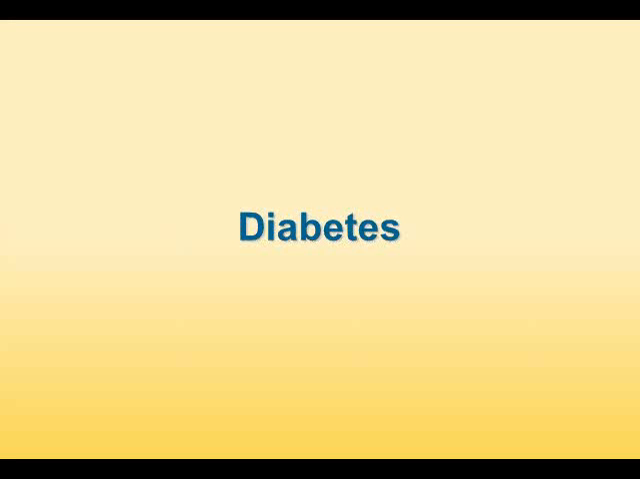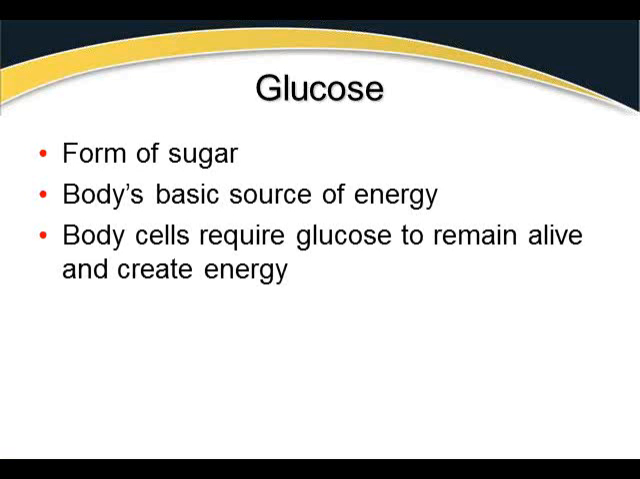So we'll talk diabetes. Glucose. Glucose is a form of sugar. It's the body's basic source of energy, and the body cells require glucose to remain alive and create energy. The body takes glucose and oxygen, puts them through a process in part of the cell called the mitochondria, and it creates energy in the form of something called ATP, which is adenosine triphosphate. You don't need to know that, but it puts them through this process and creates an energy source.